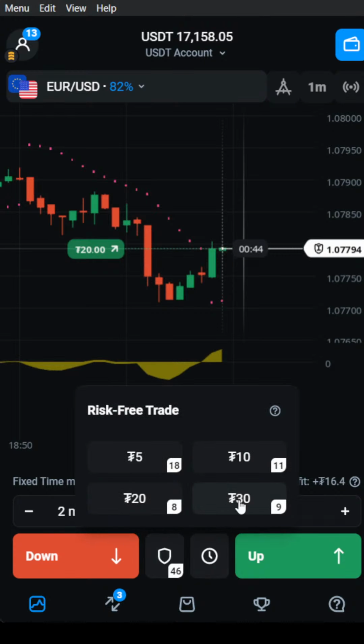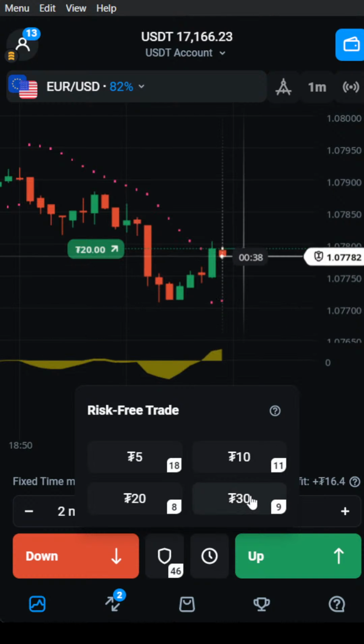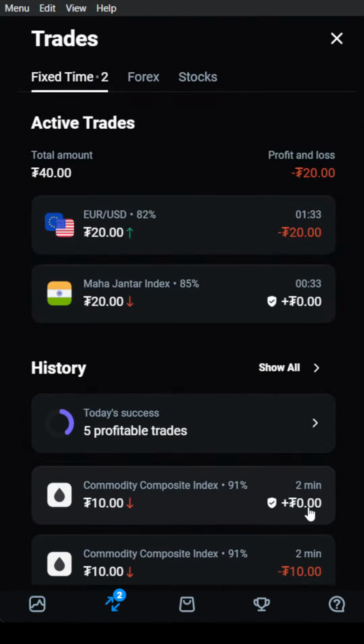Well, the maximum amount I have is $30 for my risk-free. So how can I trade on that amount? Whatever amount of risk-free trade you have, you can only make a trade of that amount. If I have $30, I will only be able to make a $30 trade. I cannot trade on an amount higher than that.